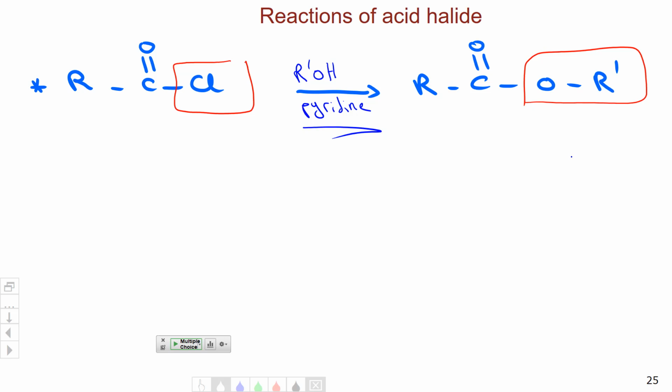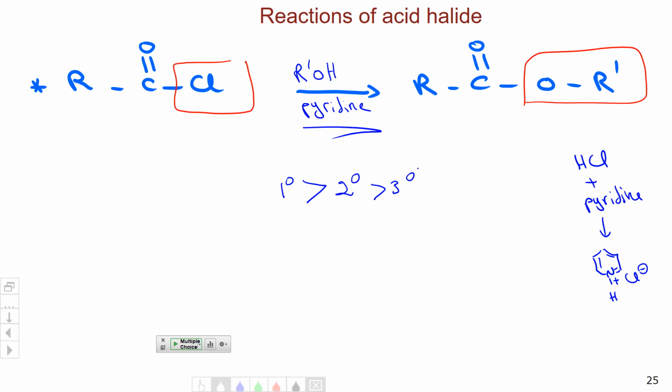So there will be HCl plus pyridine, which is going to end up with the pyridinium chloride in here. Now, for this one, the primary alcohol is much more reactive than secondary, than a tertiary. So there is a preference for a primary alcohol more than secondary, more than tertiary.